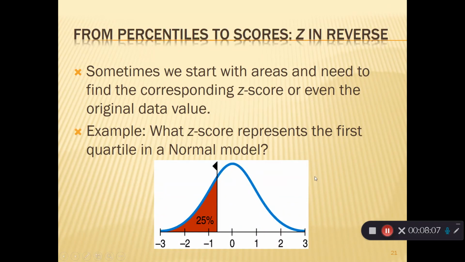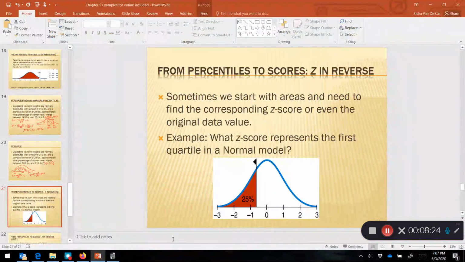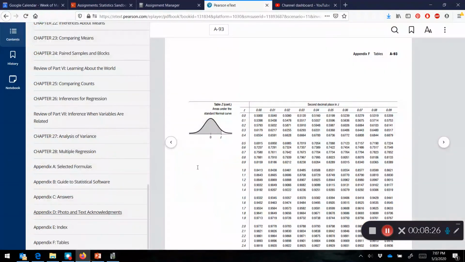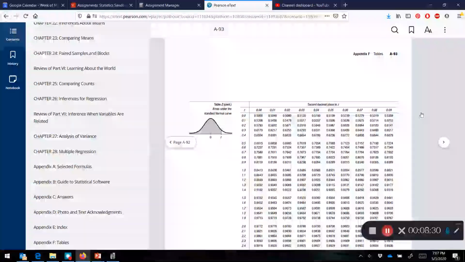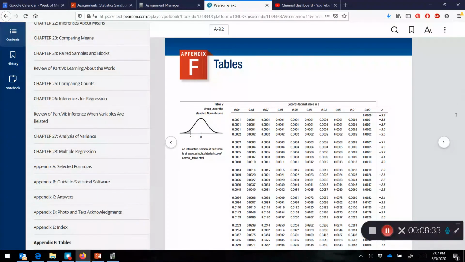Now, sometimes we start with the area and we want to find the z-score or the original data value that goes with it. For example, maybe I want to know what the cutoff point is here for 25%. So I work it backwards. In terms of the chart, I would go over here to the chart and find where the 0.25 is in the center. So looking at this, we see 0.25.